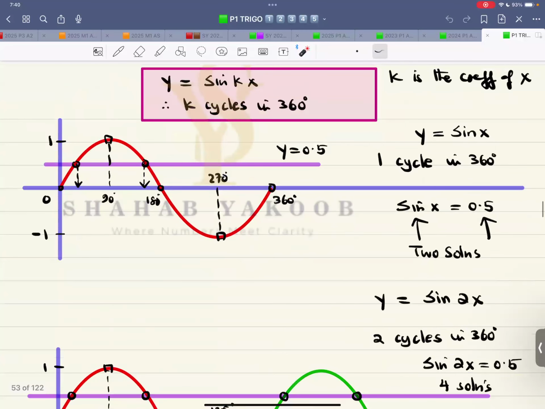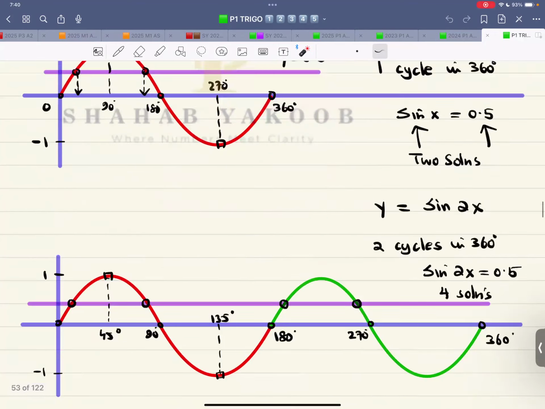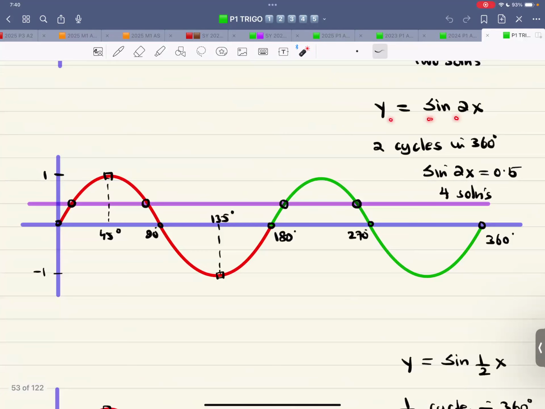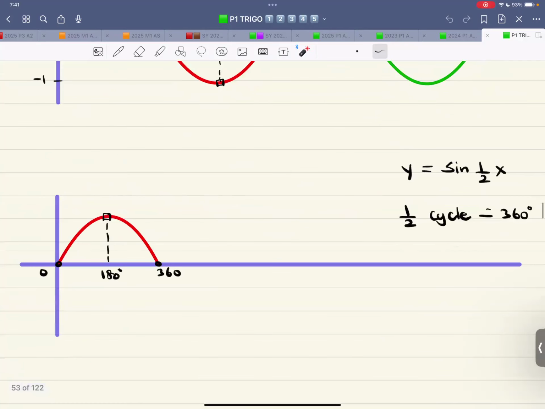If you're solving the equation sine x equals 0.5, that is like drawing the curve y equals sine x, drawing the line y equals half. There are 2 points of intersection. When we draw y equals sine 2x, there are two cycles in 360. And now when we draw the line y equals half, instead of 2, there are 4 solutions. So all these basic things are there.